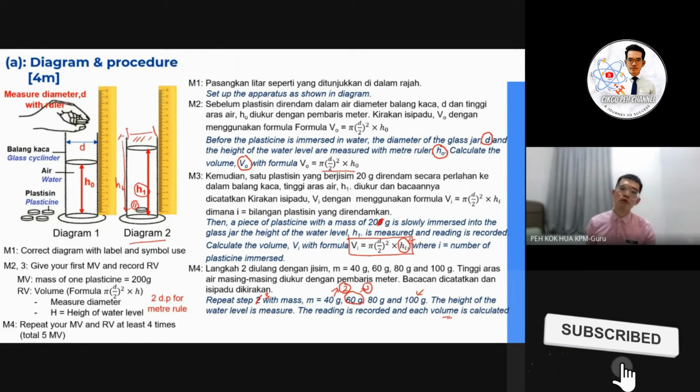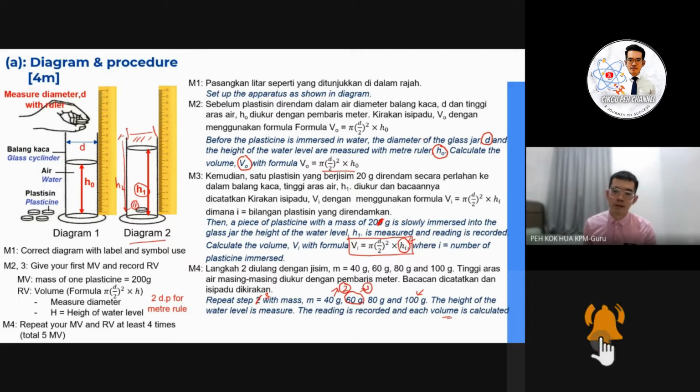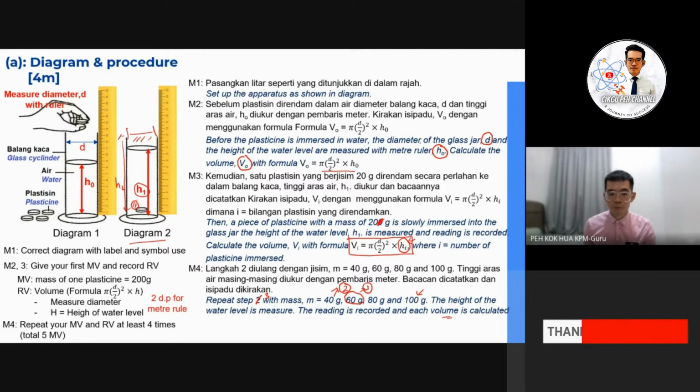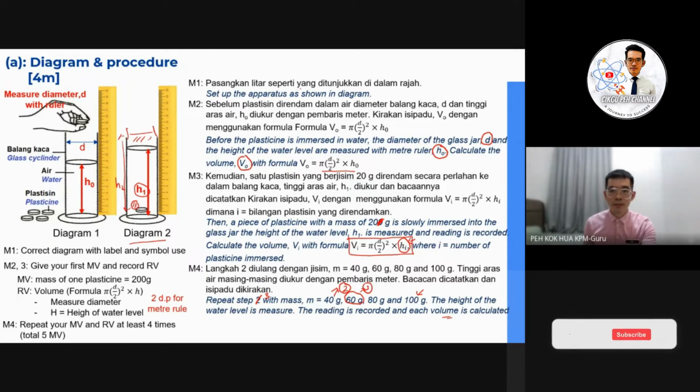Okay, so this will be 4 marks you will get if you write with the format I give you now. Firstly, you have to draw the diagram and mention, set up the apparatus as shown in the figure. And the second, give your first manipulated variable and record your first responding variable. So here will be the volume for the RV and MV for the mass. And then the third step here, you have to repeat your manipulated variable at least 4 times and give your responding variable 4 times. In total, you have 5 manipulated variable and responding variable readings here.